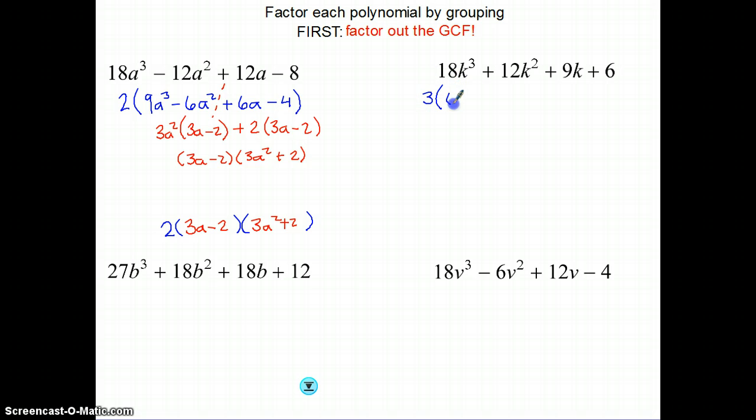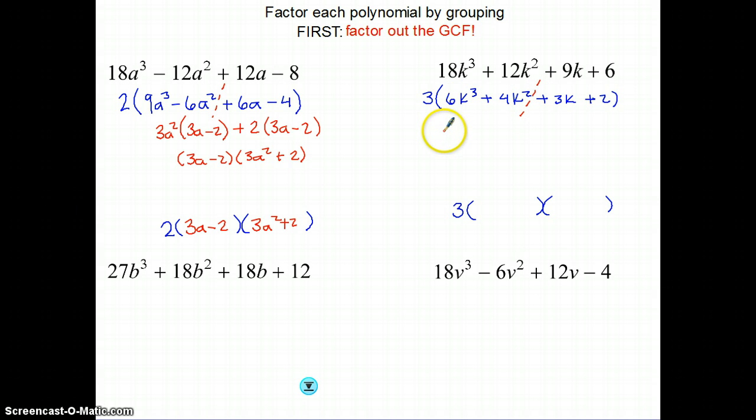And I'm left with 6k to the third plus 4k squared plus 3k plus 2. Down here, I'm going to go ahead and set up my answer. I have a 3 on the outside, and then I'll be filling in these two sets of parentheses at the end. So now that I've dealt with that 3, I'm just going to focus on the inside of my parentheses and split this in half.